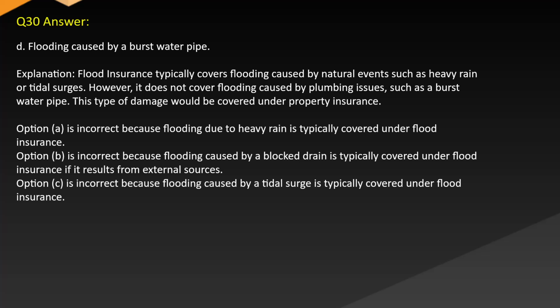Option A is incorrect because flooding due to heavy rain is typically covered under flood insurance. Option B is incorrect because flooding caused by a blocked drain is typically covered under flood insurance if it results from external sources. Option C is incorrect because flooding caused by a tidal surge is typically covered under flood insurance.